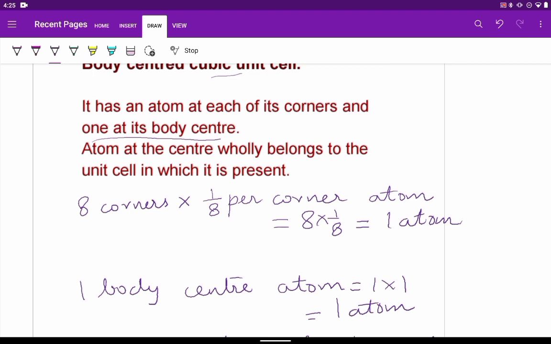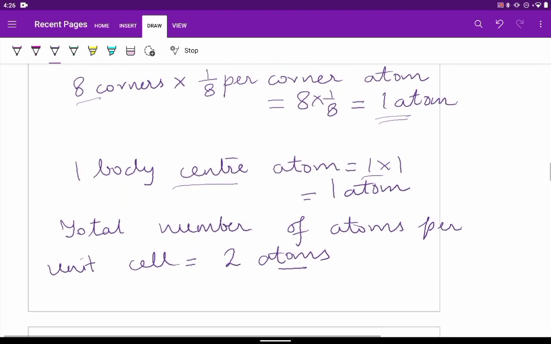Now how to calculate the total number of atoms? First there are 8 corners. In the 8 corners, there is one atom at every corner. But we know that each atom will contribute 1/8 to one particular unit cell. So it is 8 into 1 by 8, that is one atom from the corners. And we have seen that the atom at the body center wholly belongs to the unit cell, so that will contribute 1 into 1, 1. So the total number of atoms per unit cell is equal to 2 atoms.